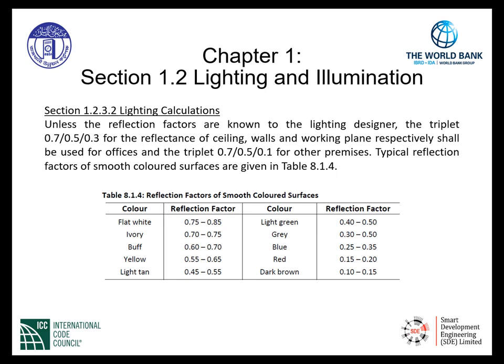Unless we understand the reflection factors, we need to look at the table and figure that the color and the reflection factor have a bearing on the lighting design. As we can see, reflection factors of smooth colored surfaces such as flat white have a reflection factor of 0.75 to 0.85. When we get into the darker colors at the end of the third column, such as dark brown, we have a reflection factor of 0.10 to 0.15. As you can see, we have a wide range of reflection factors to choose from with respect to the colors that are being placed in rooms, such as ceilings, walls, and working planes.